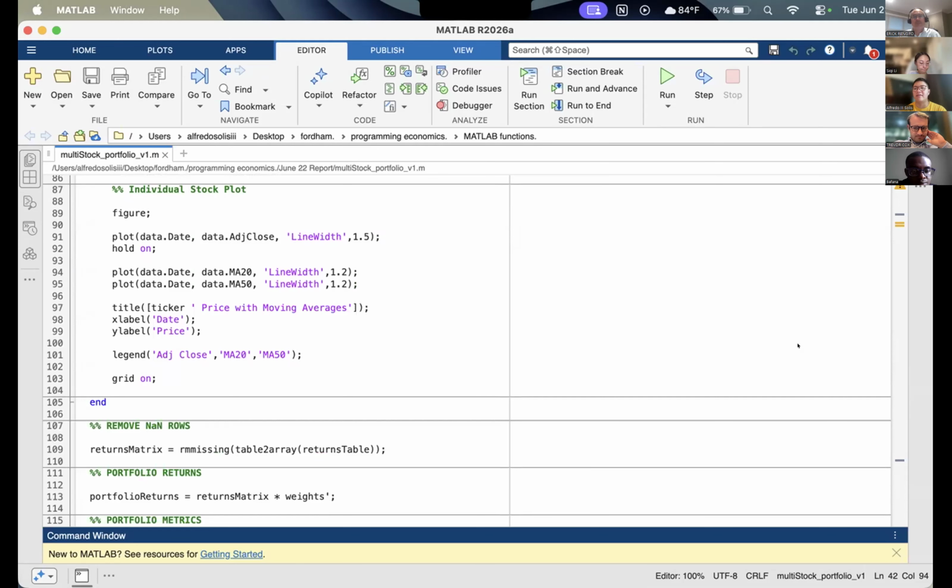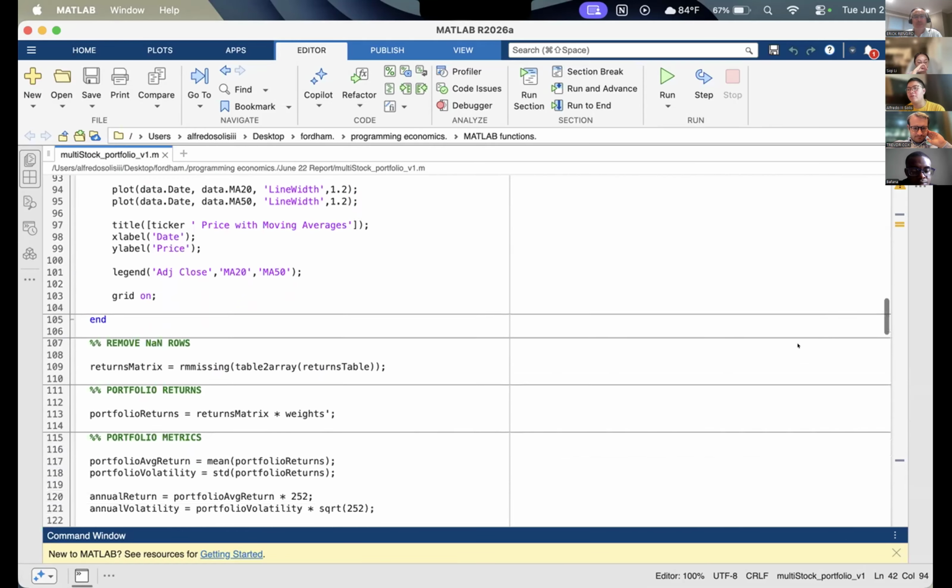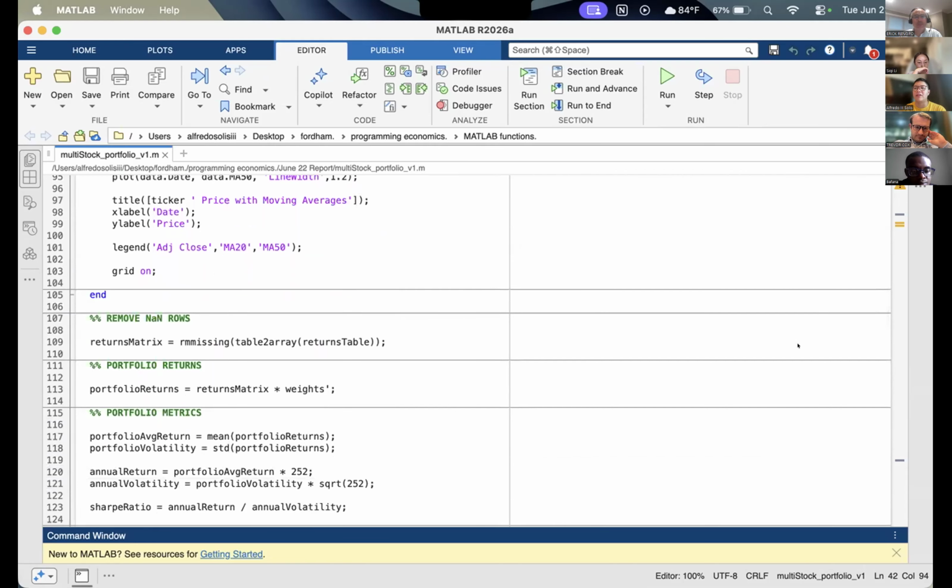And then following this, in section 9, that's where we will be removing the NaN rows. It removes any rows in the return matrix that contain NaN values. This is necessary because the first row of every stock's returns has NaN, and leaving those in would cause errors in the matrix multiplication that computes the overall return of the portfolio.